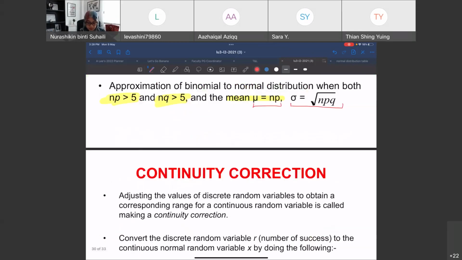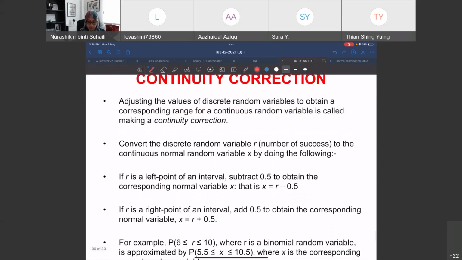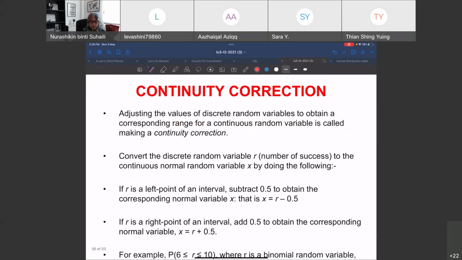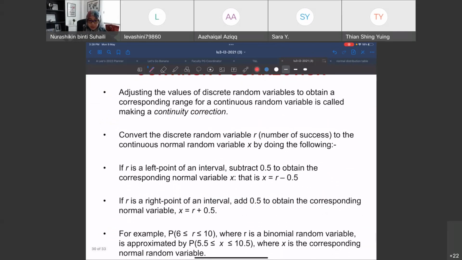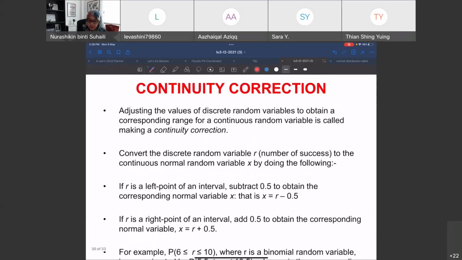Let's have a look at one example. Or before that, continuity correction. This is only for approximation of binomial with normal. Let's say the range is x between 3 and 4. You have to do what we call correction. Correction means that you cannot go straight forward to 3 and 4.